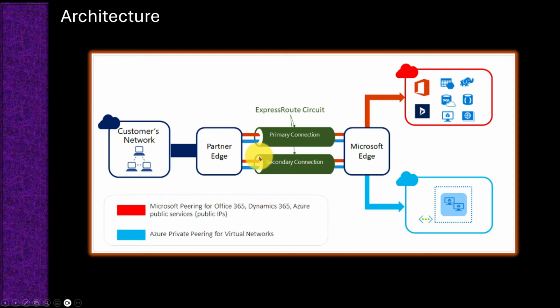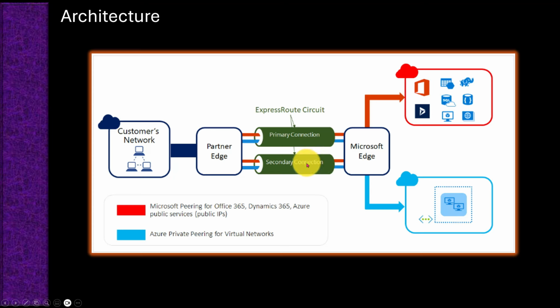And in this particular demo, this is what we are going to create. This circuit can then be connected to the Microsoft Edge. This is the Microsoft peering, which is connected to the Microsoft SaaS services, and this is to the Azure private networks. But in this demo, this is the thing that we're going to create. Nothing more than that, and then we will do the rest of the other things one by one.